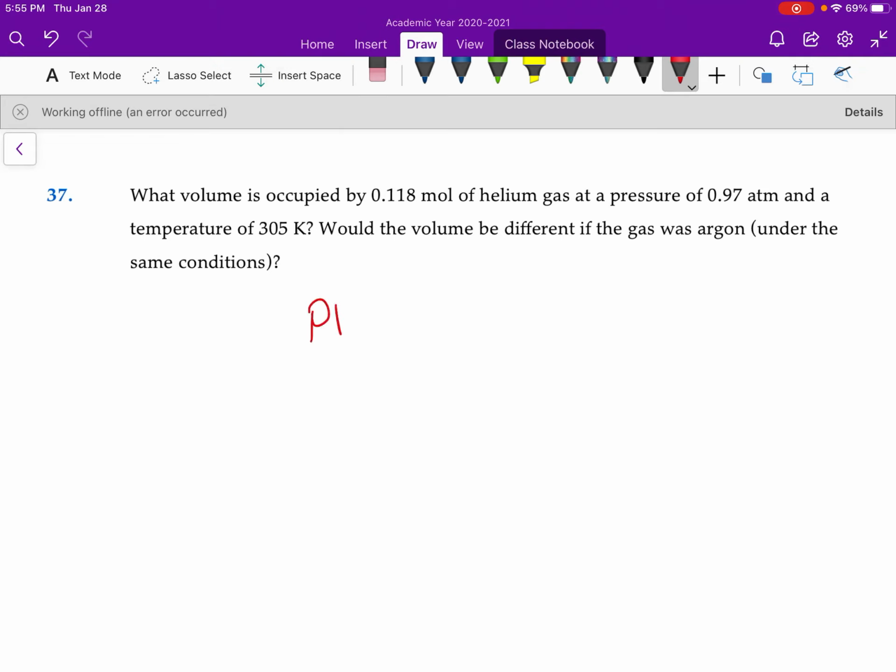So we have PV equals nRT. We need to use this formula because if you just look what you have, we have one thing in moles, we have one thing in ATMs or pressure, we have one thing in temperature, and we're asking for volume. So we have one of each unit. The only formula that helps us with that is the ideal gas law. Okay?